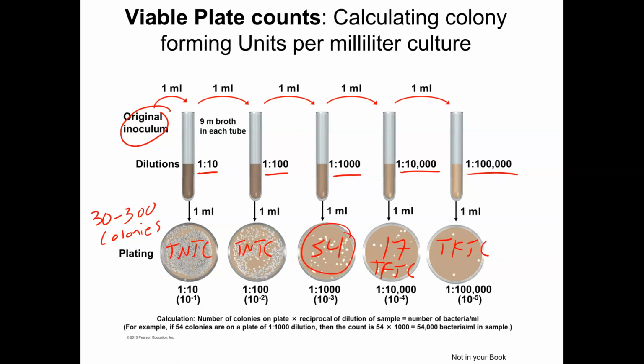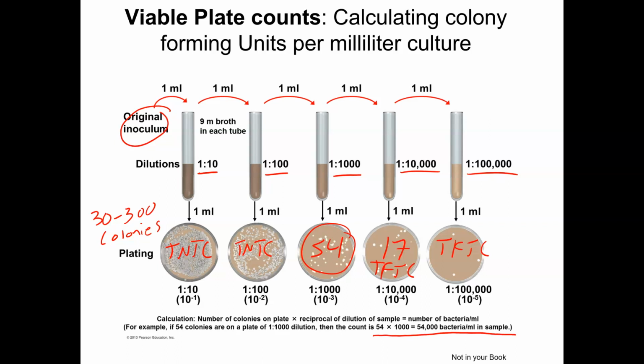So 54 colonies. What do you do with that? Well, here's the thing. You're counting living cells. And can a dead cell make a colony? No, it's dead. So only living cells make colonies. And every colony starts as 1 cell. So each of those colonies we call colony-forming units because they started as 1 cell. So you have 54 colonies. You had 54 cells to start.